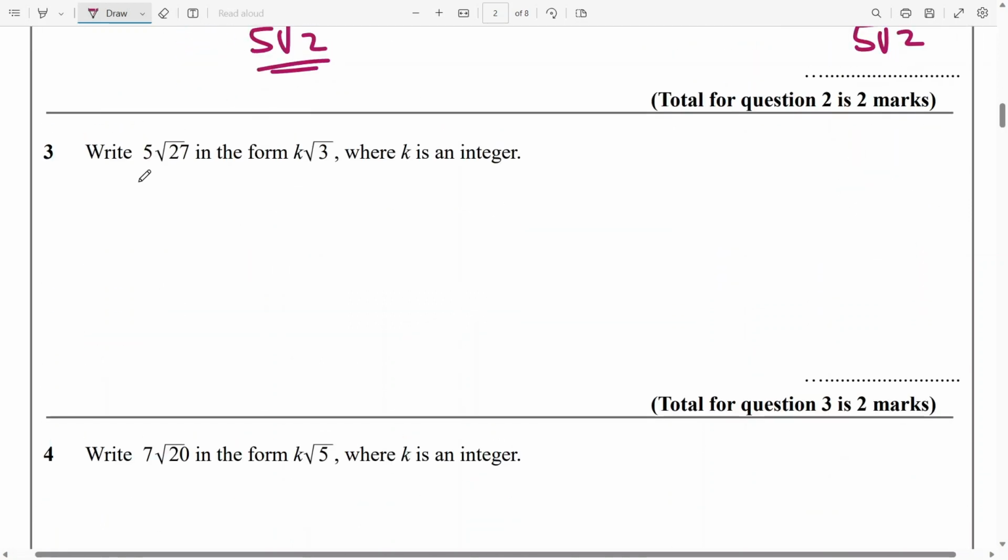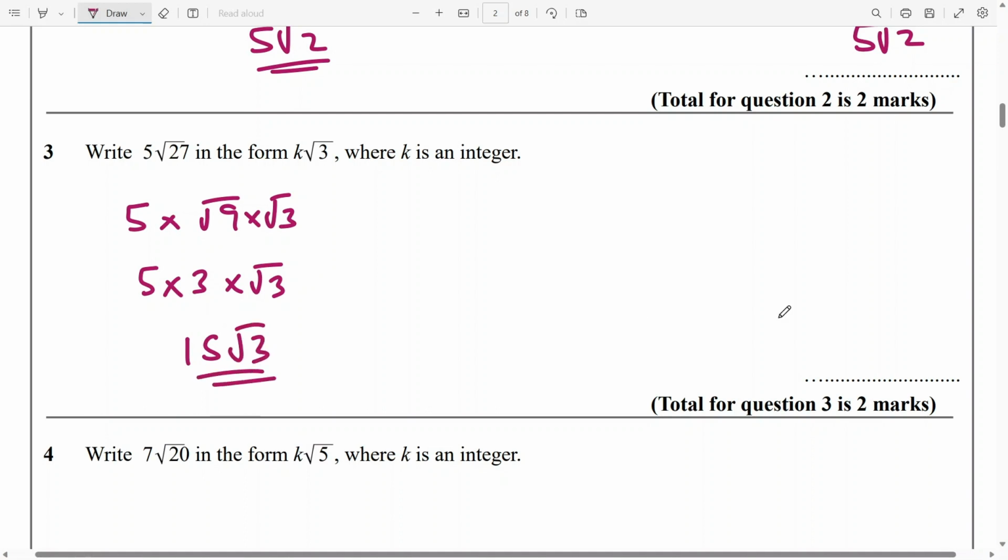Now the third, we need to write this in the form of k root 3, again where k is an integer. So we can write this as 5 times root 9 times root 3. Okay, and we know that root 9 is 3, so we have 5 times 3 times root 3, and 5 times 3 is 15, so we have 15 root 3.